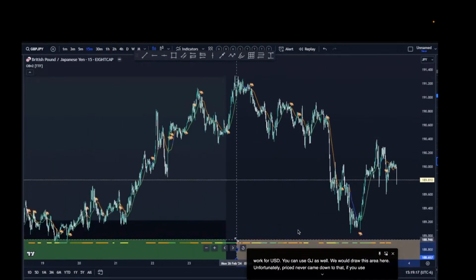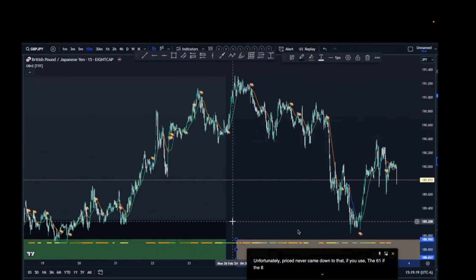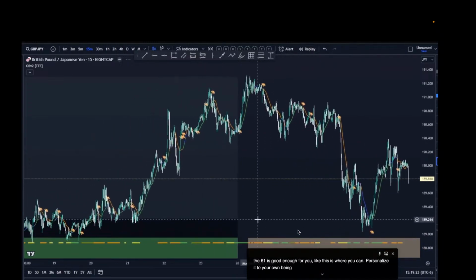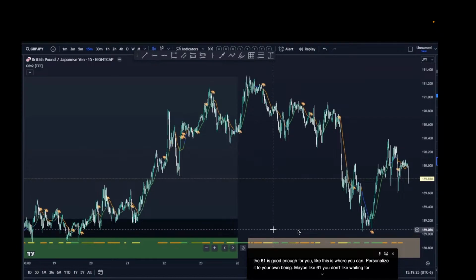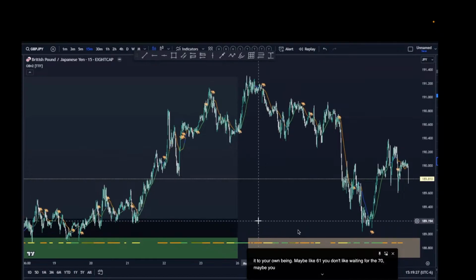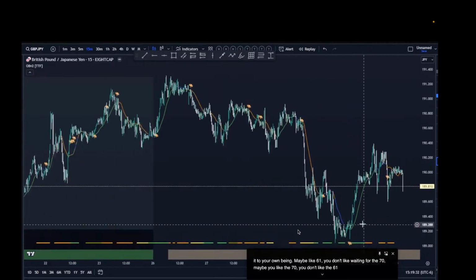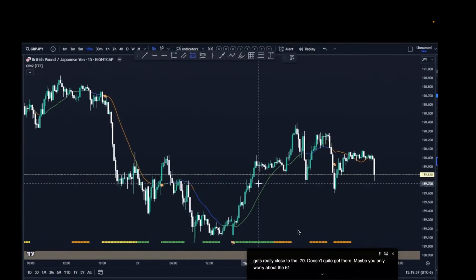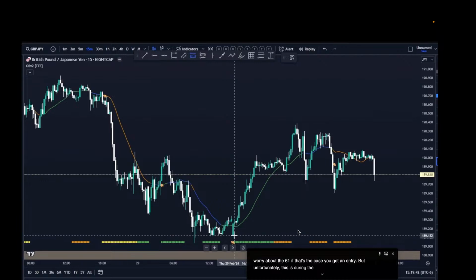If the 61 is good enough for you, this is where you can personalize it to your own being. Maybe you like 61, you don't like waiting for the 70. Maybe you like the 70, you don't like the 61. But in this case, price gets really close to the 70, doesn't quite get there. Maybe you only worry about the 61. If that's the case, you get an entry, but unfortunately this is during the market rollover at 1600 Chicago time.